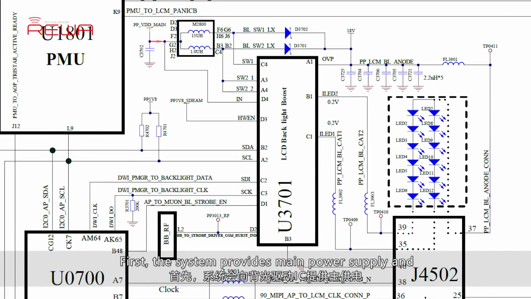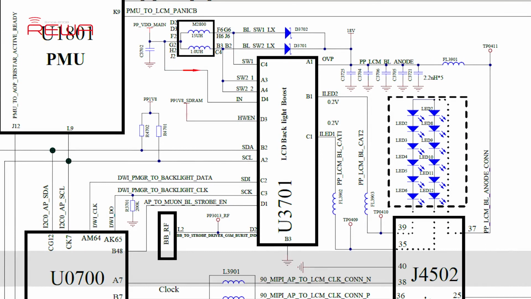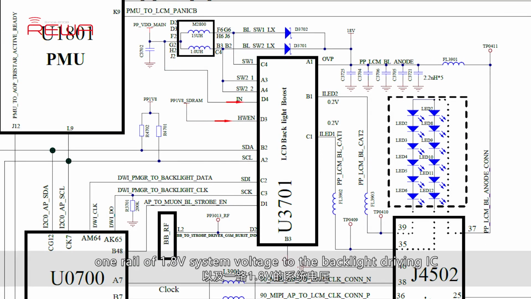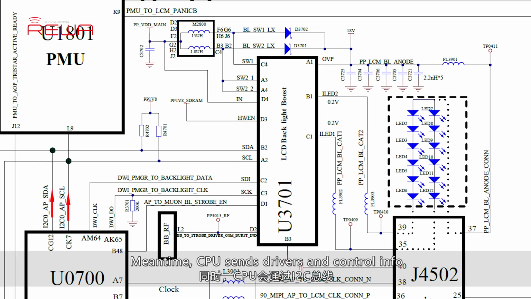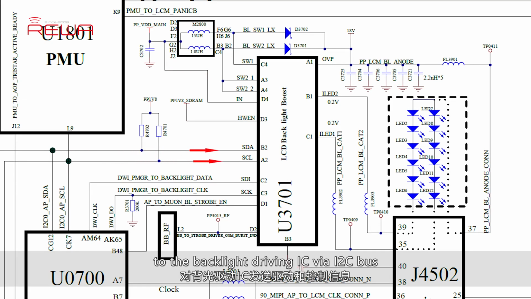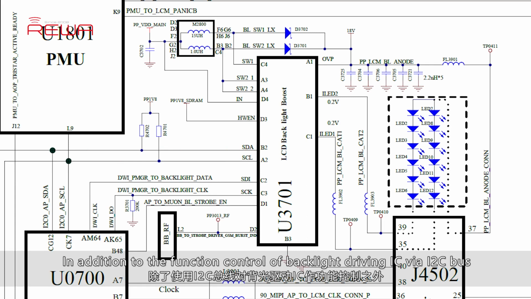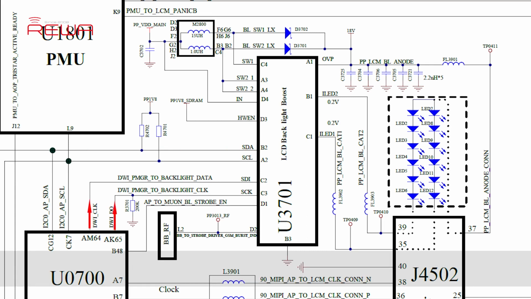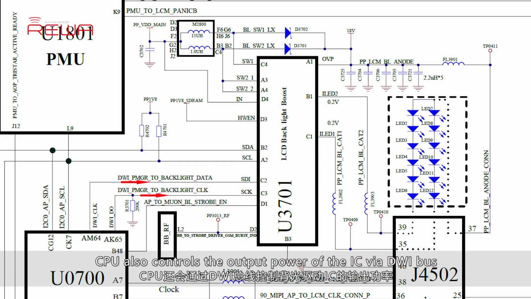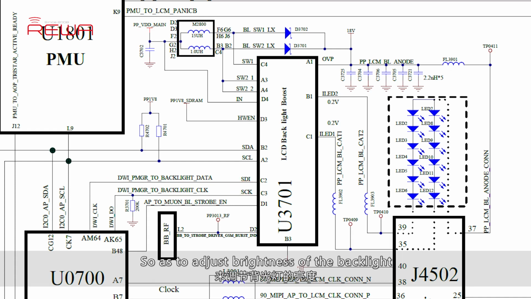First, the system provides main power supply and one rail of 1.8 volts system voltage to the backlight driving IC. Meantime, CPU sends drivers and control info to the backlight driving IC via I2C bus. In addition to the function control of backlight driving IC via I2C bus, CPU also controls the output power of the IC via DWI bus, so as to adjust brightness of the backlight.